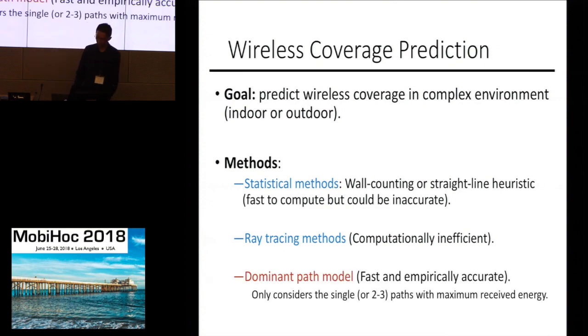The third model, which is called the dominant path model, integrates the advantages of the previous two models. It is fast and empirically accurate. In the dominant path model, we are not going to consider all these paths as in the ray tracing method, but we only consider a single path, or two to three paths, with the maximum receivability. And we model the signal strength at the location of the antenna using this dominant path. So in this talk, I'm going to focus on the dominant path model.